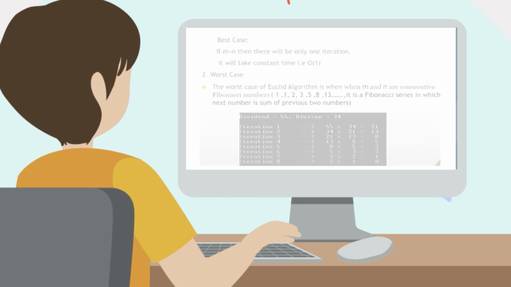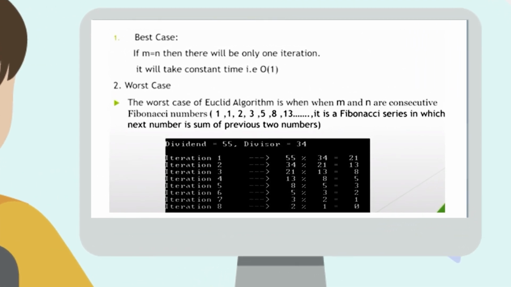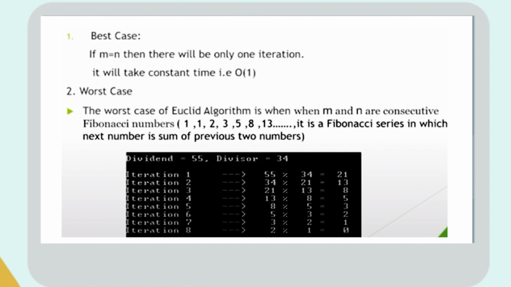So, what will be the complexity analysis? In which case will we find the best case, worst case, or average case? In the best case, if m equals n, that is, 8 and 5 are both equal, then there will be only one iteration.